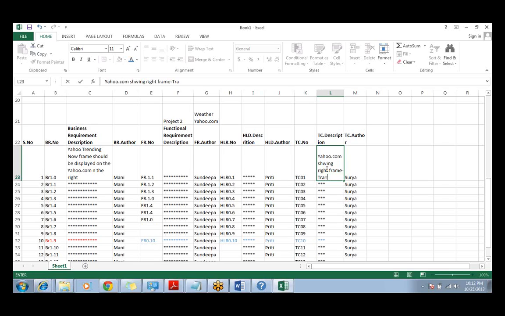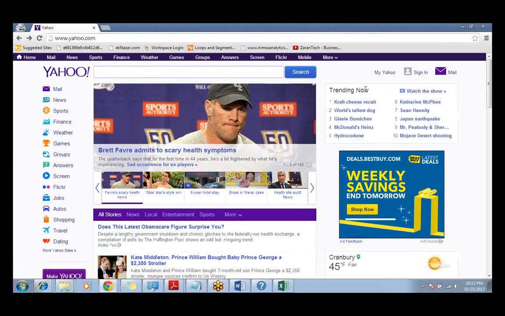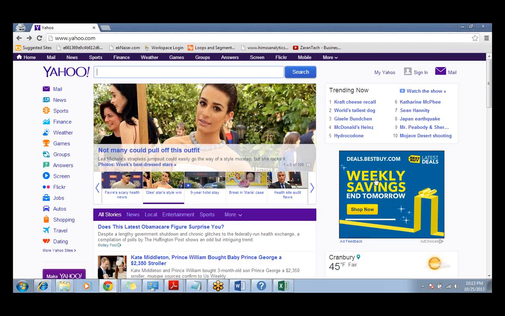Right frame. So this is your test case description. So this is a one-on-one match, right? Now let's assume when you go here, this trending now, it's not coming over here. It's coming over here, for example, and this goes here and this comes down. So it's not coming on the right top, it's coming in the right middle.